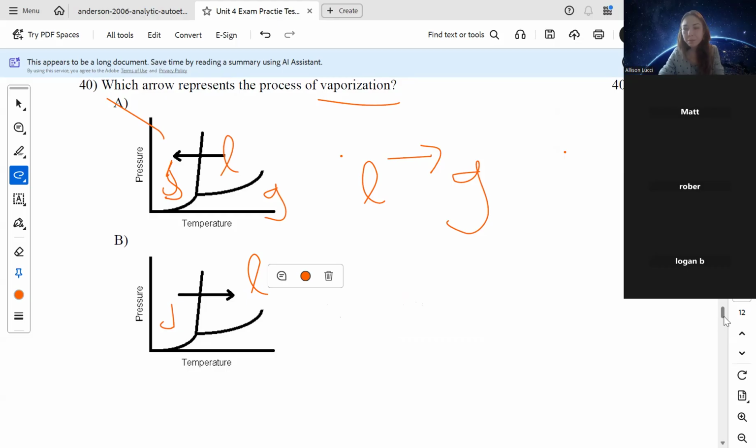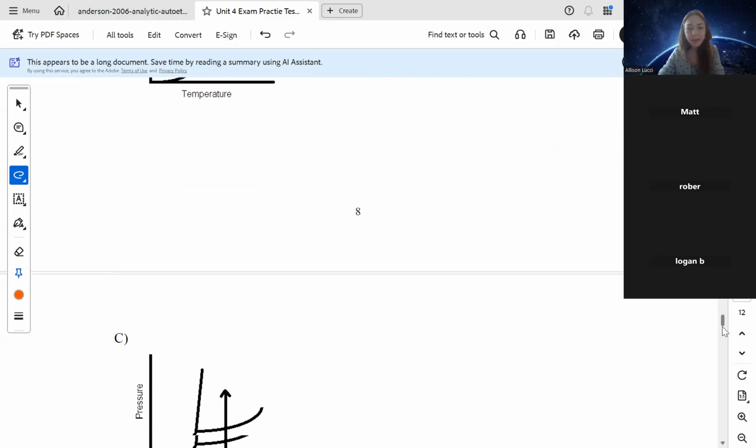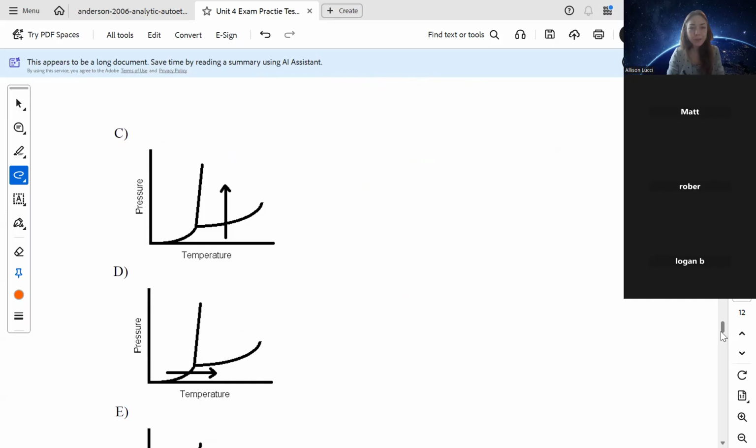So I'm gonna skip B, right? We're looking for liquid to gas here. This is gas to liquid, right? We go from down here to up here. So gas to liquid, this would be condensation. This is the opposite. We'll get there.